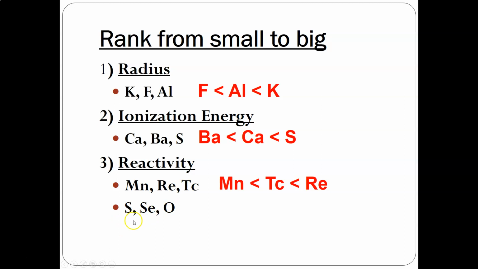The last set are nonmetals, so they're going to get more reactive as you go up. So if you look, selenium is going to be at the lowest point, then we get sulfur, and then oxygen is at the top of that column. So that would be the most reactive out of that set.